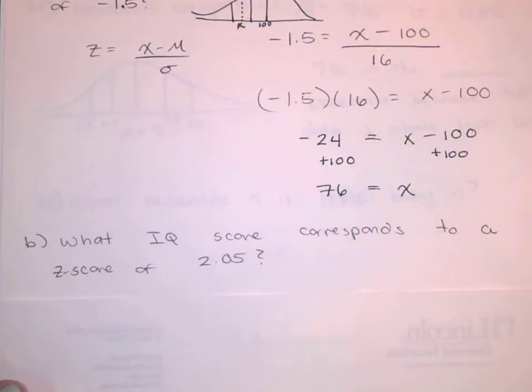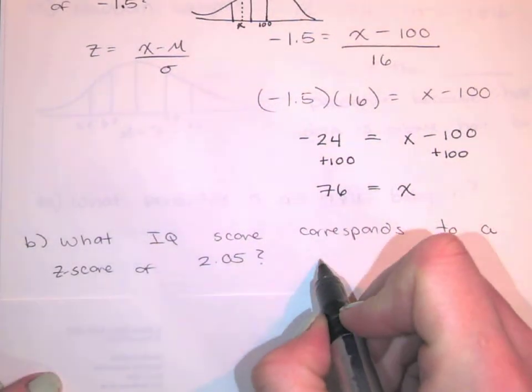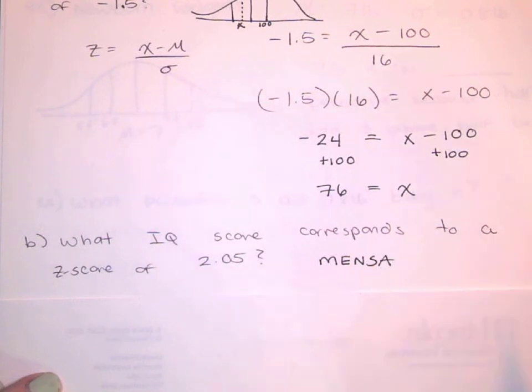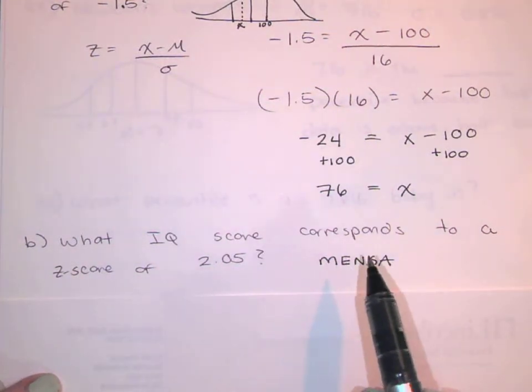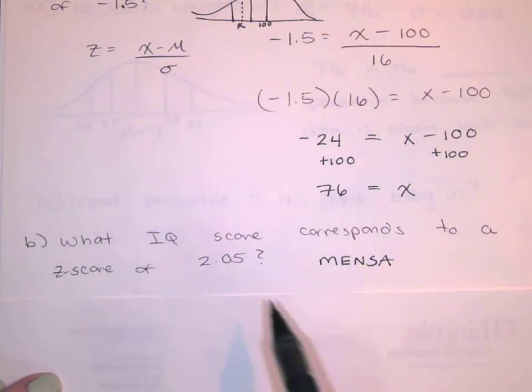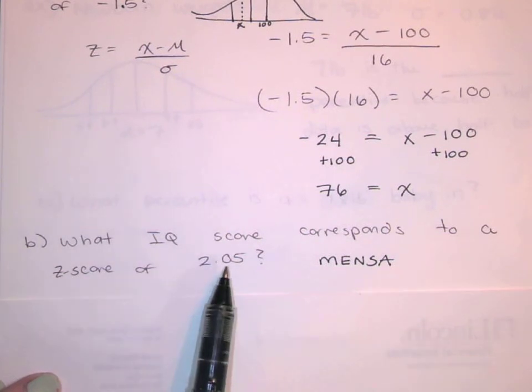The next question, what IQ score corresponds to a z-score of 2.05? This number is interesting because there is a group called Mensa that's like a fraternity for people to join if they have an IQ above 2.05. So remember, 95% of people fall within 2 standard deviations. So this is just above 2 standard deviations.